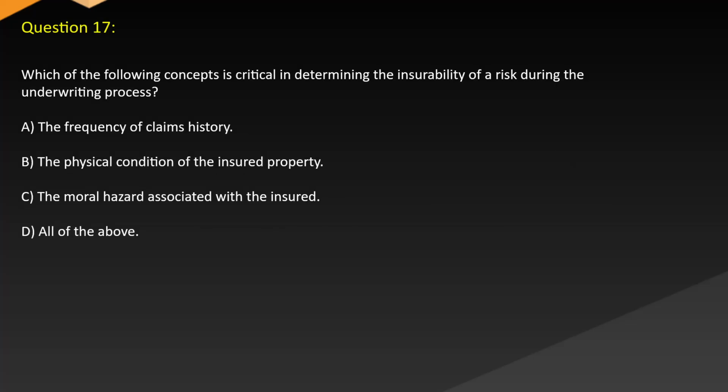Question 17. Which of the following concepts is critical in determining the insurability of a risk during the underwriting process? A. The frequency of claims history. B. The physical condition of the insured property. C. The moral hazard associated with the insured. D. All of the above.